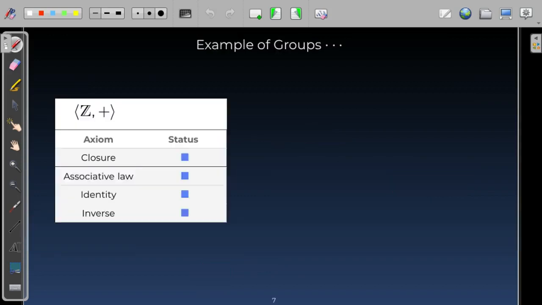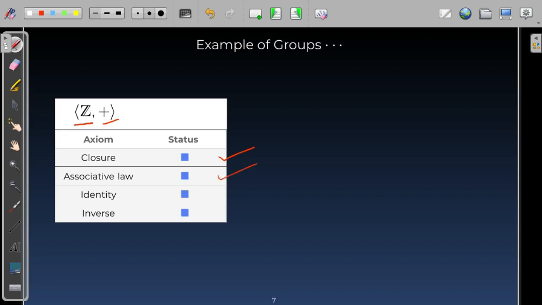So here we have a very well-known group. It is integers under addition. The set of integers is called Z, and the operation here is addition. If you add any two integers, the result is also going to be an integer, so it is closed under addition.